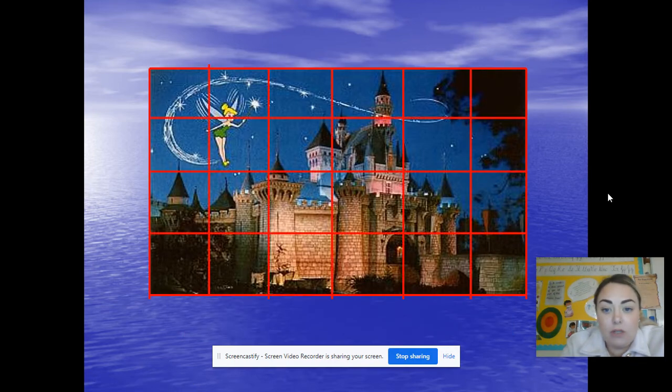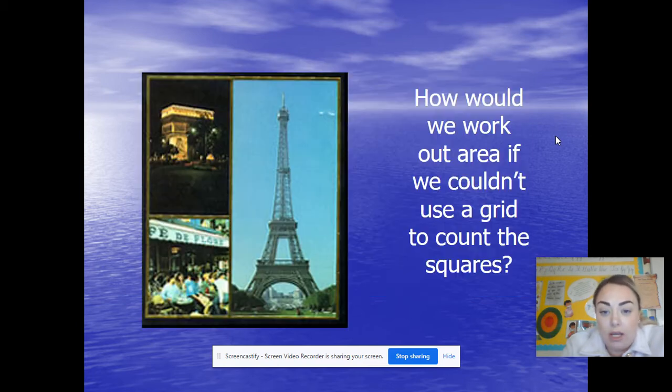Same for this lovely postcard. We could do another grid. 1, 2, 3, 4, 5, 6. And then we've got 1, 2, 3, 4. So we do 6 times 4, which would give us the answer of 24. And we'd write the small 2 at the top to show that it's 24 centimetres squared.